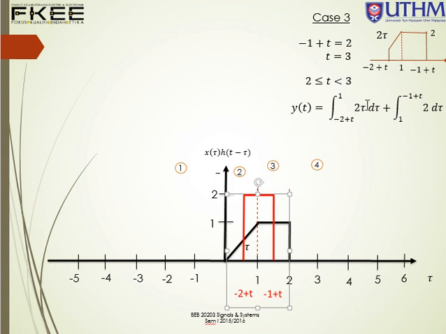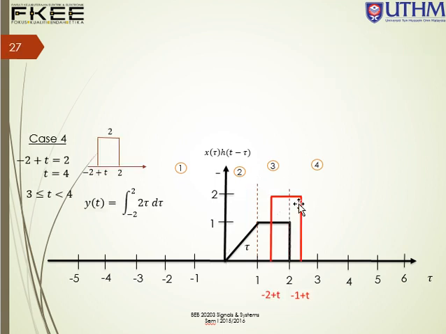For the first part, you have the integral of 2 tau d tau, with the limit from negative 2 plus t until 1. And for the part in section 3, you have the integral from 1 until negative 1 plus t of 2 d tau. And then you can do your calculation for the integration. This is case number 3, when part of it is in section 2 and part of it in section 3.